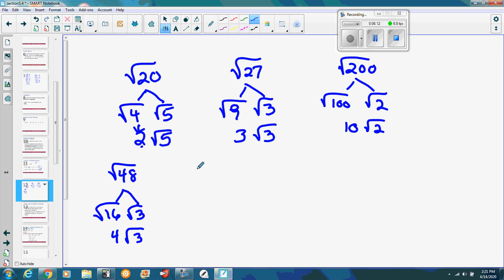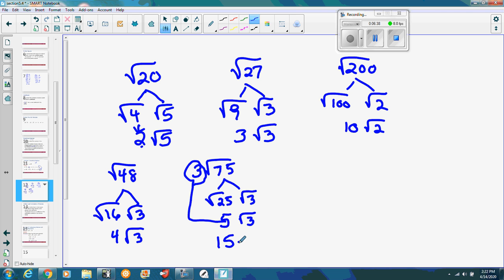Sometimes there might be a coefficient in front, so like let's say it was like this. So we kind of ignore the 3 for a minute. We do this. Okay, so 75 is going to be 25 and 3, because 25 times 3 is 75. And 25 is a perfect square. The square root of 25 is 5. Then we take this and we multiply those two. And so our final answer is 5 radical 3, because we have 3 of them. So you ignore it in the beginning, and then you multiply it at the end.